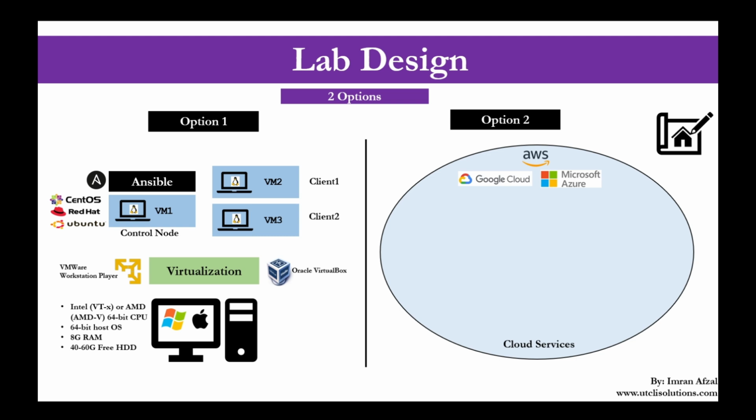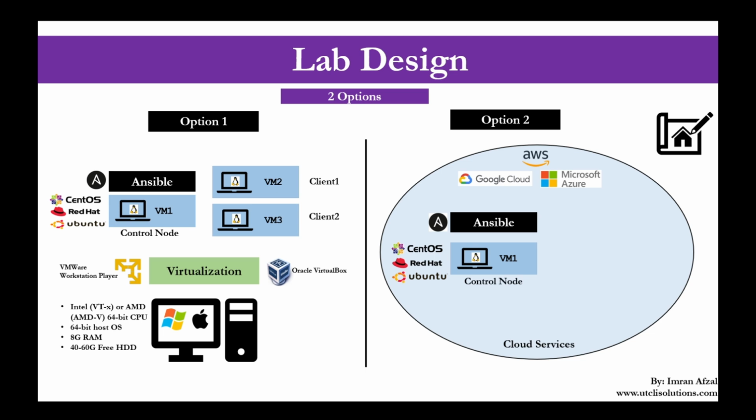Create an account, and most of these cloud services give you a free account and free access to create virtual machines. In this option, you will create a VM1 and then install a Linux operating system on it. Again, it could be either CentOS, Red Hat, or Ubuntu. Then we will install Ansible on it, and that becomes our control node.